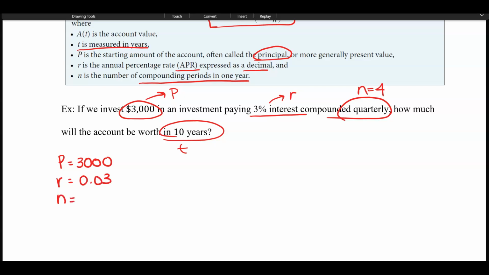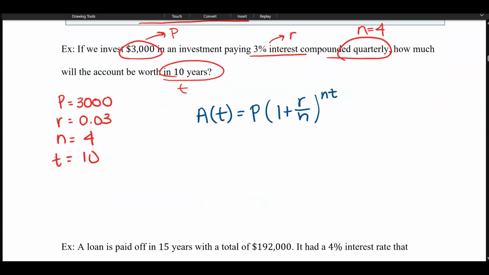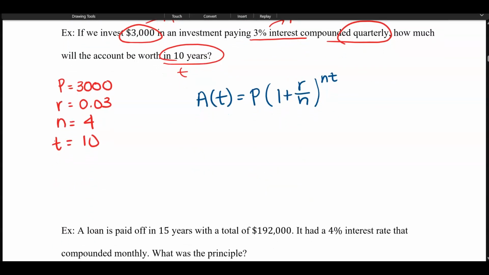We have our N is equal to 4, and then our T is equal to 10. So now we come back up here. Remember, we're just going to pull this formula here. So we have our A of T, which is what we are interested in, is equal to P times 1 plus R over N to the NT. So let's go ahead and plug in these values.